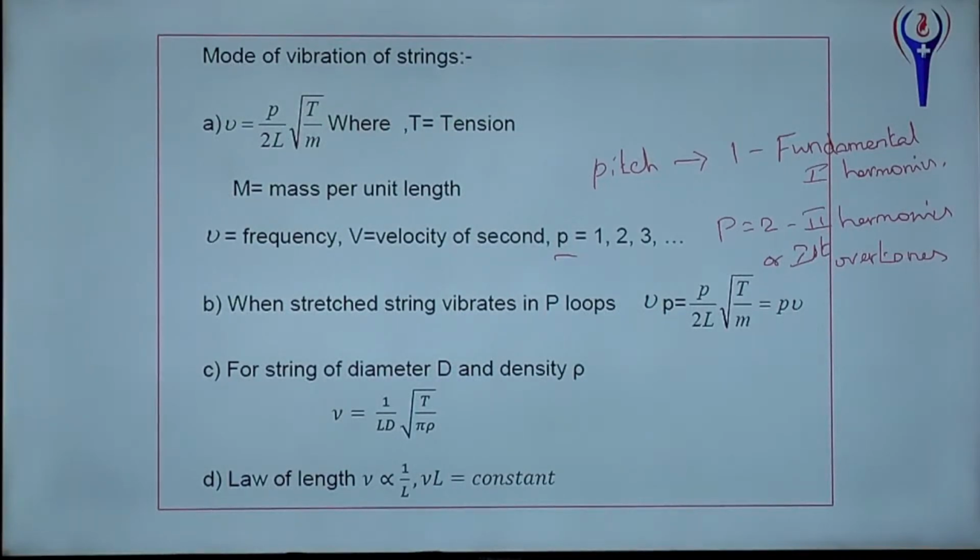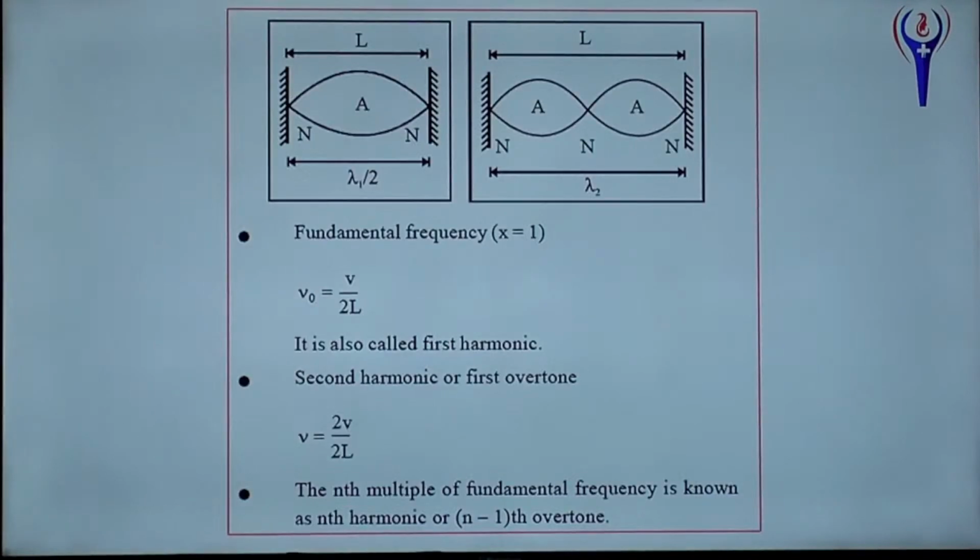And the law of length: nu is inversely proportional to L, or nu into L equal to constant. This is the law of length. And this is the fundamental frequency, for p or n equal to 1, nu naught equal to v by 2L, and for the second harmonic or first overtone, n equal to 2, 2v by 2L, like that, the nth multiple value.